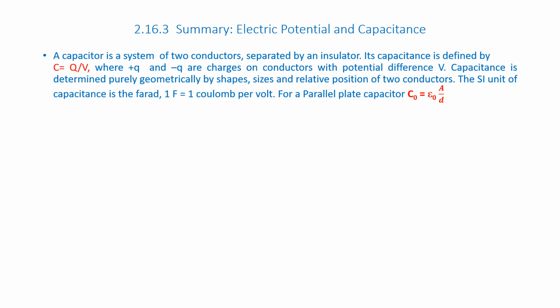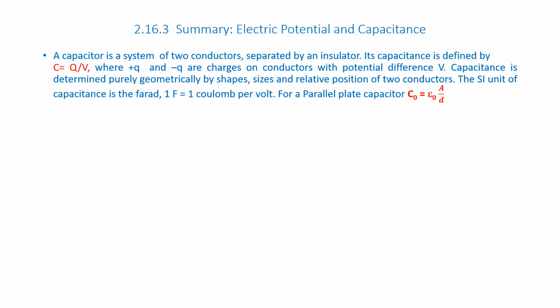Having studied about the potential difference and equipotential surfaces, let us study about capacitors. A capacitor is a system of two conductors separated by an insulating material. Its capacitance is defined by C is equal to Q divided by V, where C is the capacitance, Q is the charge, and V is the potential difference between two conductors.